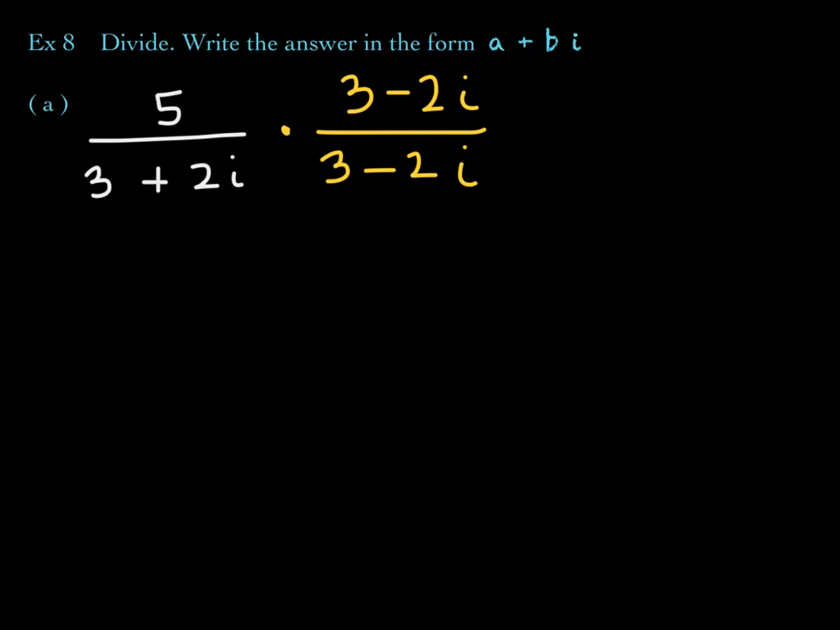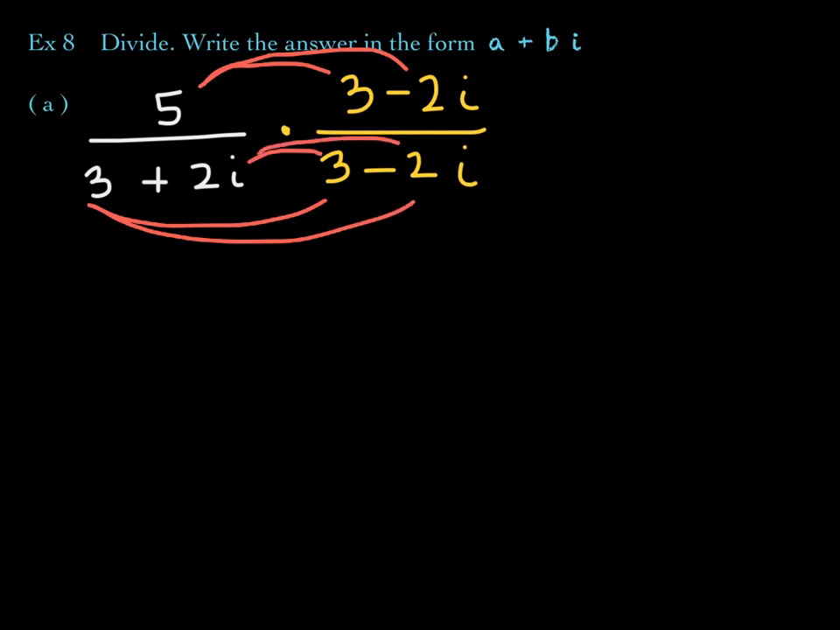In the numerator, all you have to do is 5 times 3, and then 5 times negative 2i. In the denominator, I'm going to do more than I need to for this first example. 3 times 3, which will be 9, 3 times negative 2i, and then I'll do 2i times 3, and then 2i times negative 2i. I'm doing more than I need to because I showed you how the imaginary parts will always cancel whenever you multiply a complex number by its complex conjugate.